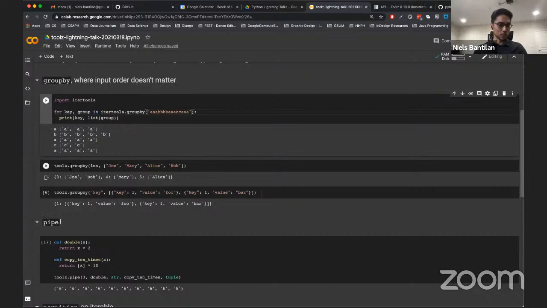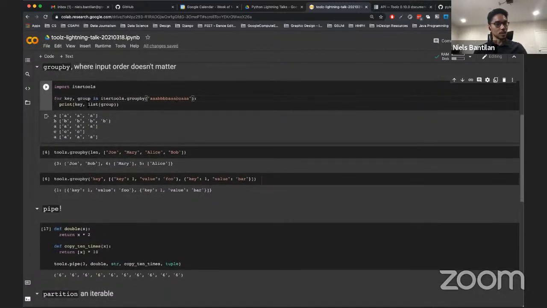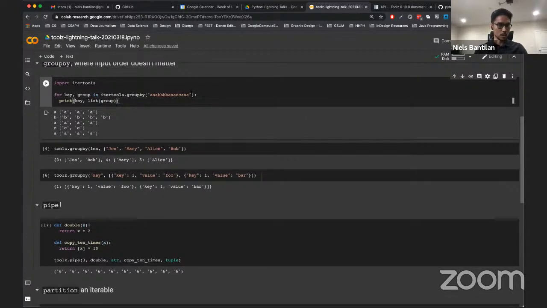So here's groupby, toolz.groupby. It's unlike the itertools implementation, which cares about the order of the inputs. So here it's creating a new group each time the input changes, depending on the key function, which I'm just using the default here.